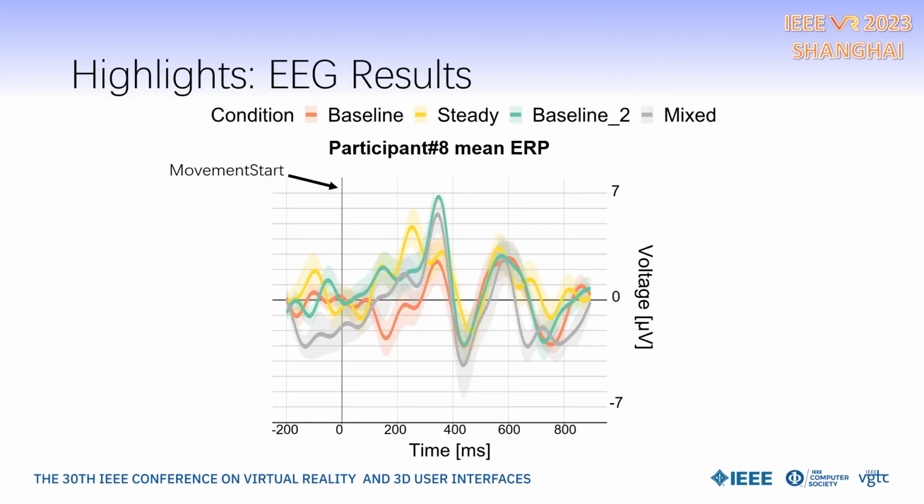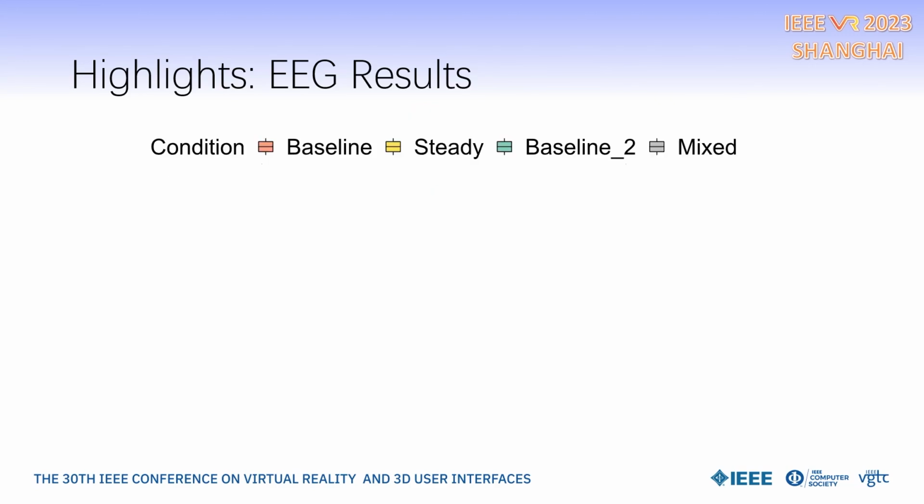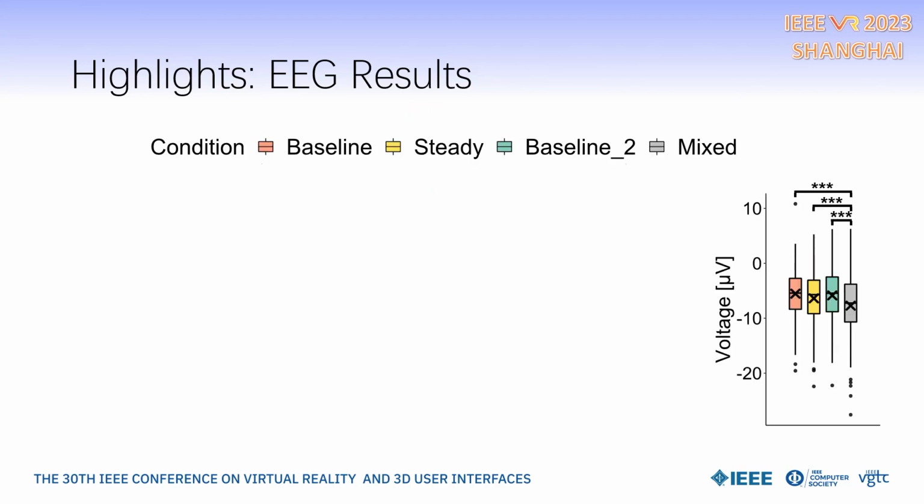Next, I will present a subset of our results. So first, we will take a look at the EEG, analyzing error-related potentials. Here you can see a typical ERP mean curve of a single participant with strong error negativity. Notice that, although weaker, even the baseline conditions show error negativity. Next, we extracted peak error negativity for all participants. We can observe two things.